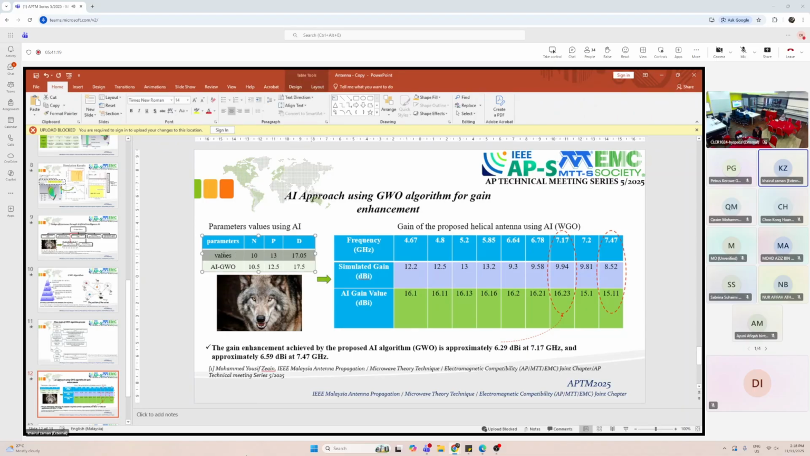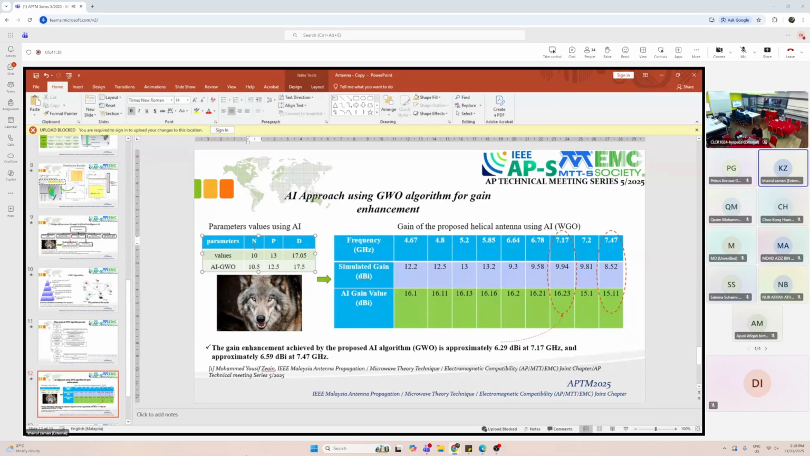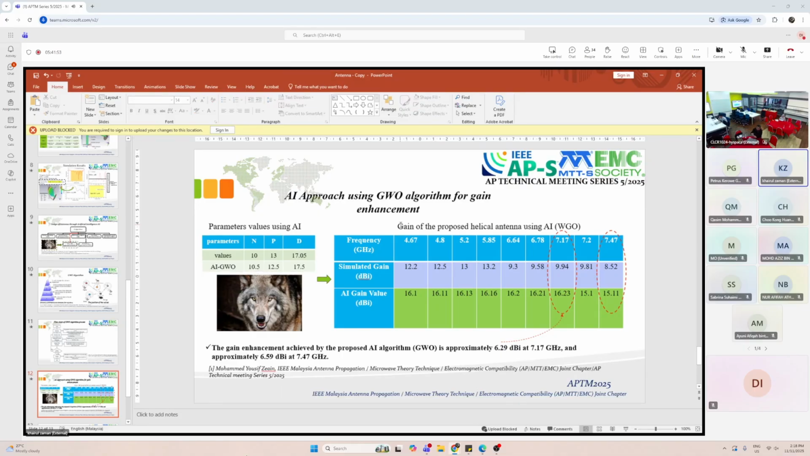So this value is based on the equations using the CST. After we're using the GWO or AI, the alpha wolf come out with an updated value for the same parameters. So the N, which is the number of turns, changed from 10 to 10.5, B changed from 13.12 to 12.5, and diameter from 17.05 to 17.5. So here we have achieved our goal, which is enhance the gain.